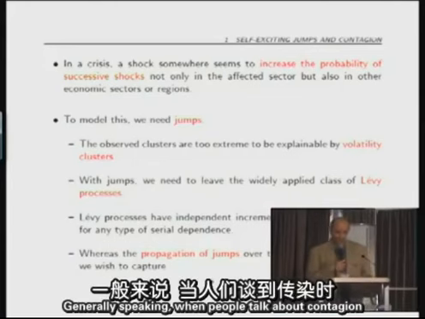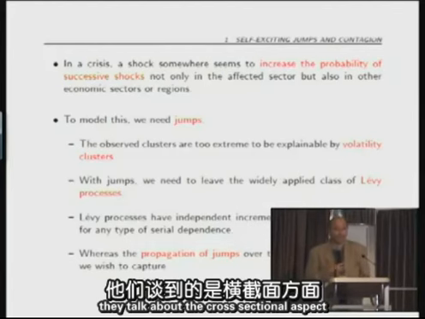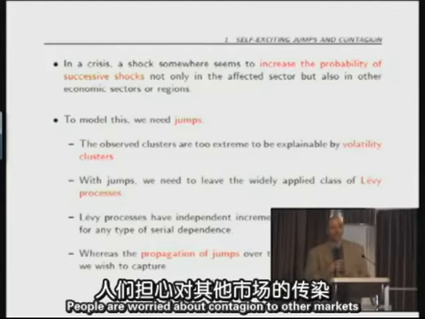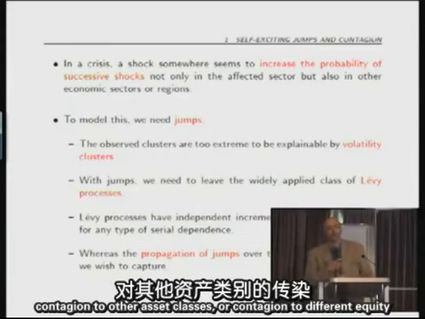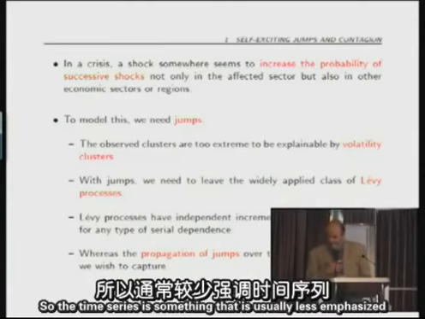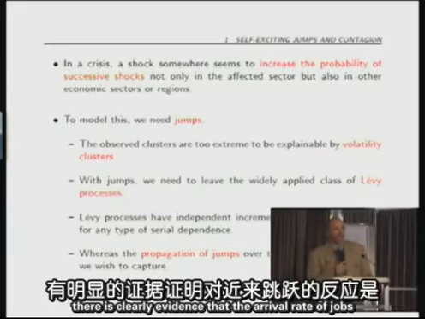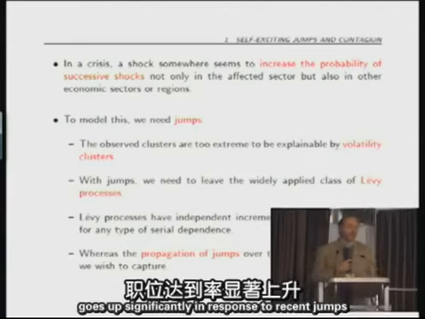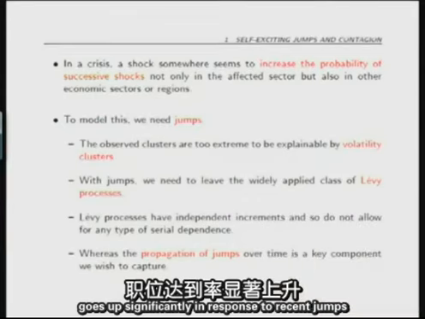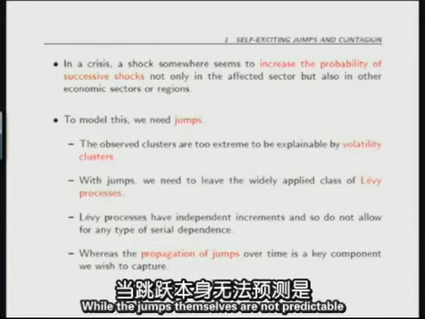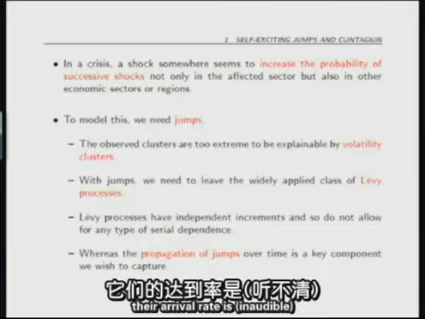Generally speaking, when people talk about contagion, they talk about the cross-sectional aspect. That's what worries people. People are worried about contagion to other markets, contagion to other asset classes, or contagion to different equity markets around the world, different regions of the world. So the time series is something that is usually less emphasized, but when you look at the data, there's very clearly evidence that the arrival rate of jumps goes up significantly in response to recent jumps. So that there is variability that's quite predictable. While the jumps themselves are unpredictable, their arrival rate is actually predictable.